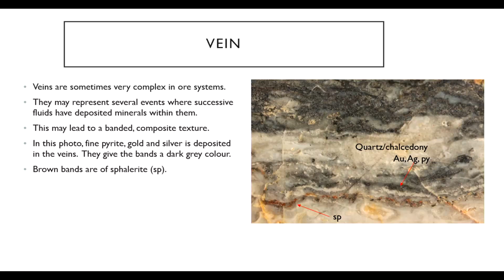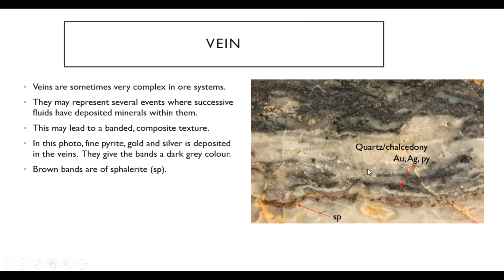Okay, here's another type of vein. They can be slightly more complicated. This one looks a bit layered. And it could be several successive flushes through the same fracture network, and you can get this sort of banded texture as minerals deposit at different times.